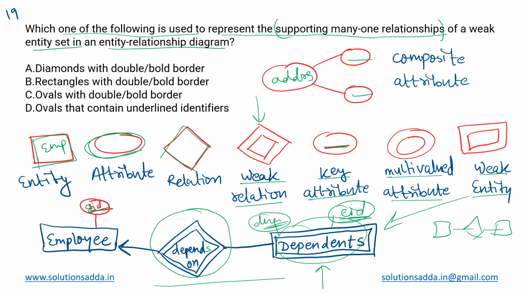So these are some of the rules for drawing the ER diagrams. And now what they are asking us, which of the following is used for representing the supporting many-one relationship of a weak entity set. So this dependent is our weak entity set, and for supporting it we have used the depends on relation. So this is the supporting many-one relation. And what symbol have we used for this? It is a double bordered diamond symbol. So the correct one would be diamonds with double or bold border. So A is the correct option.